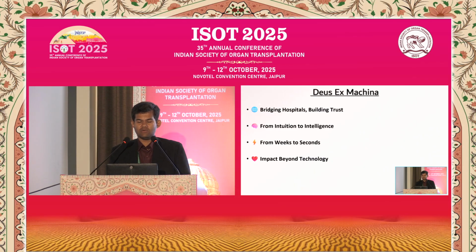To conclude, ISOT swap marks the shift from manual intuition-based allocation to a data-driven algorithmic system. What once took weeks and multiple coordinators now happens within seconds with complete transparency. It bridges hospitals, builds trust, and ensures that matching is based on science, not subjectivity. Every faster, fairer match represents a life saved and a family restored.